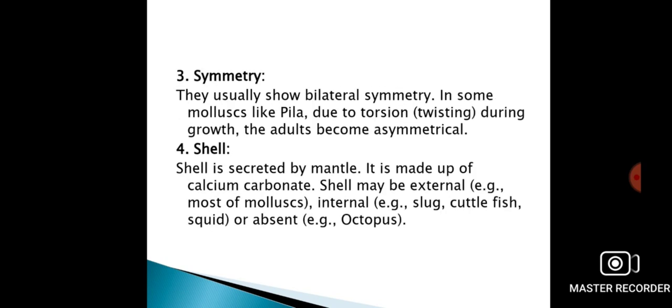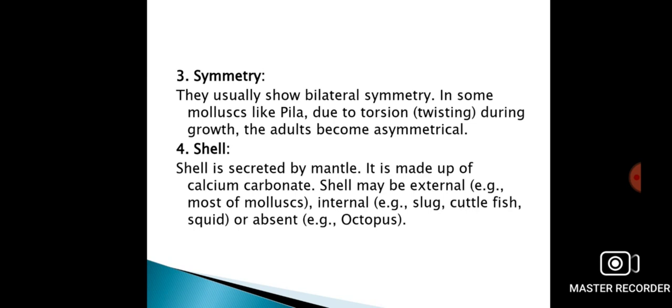Molluscs usually show bilateral symmetry. In some molluscs like Pila, they show asymmetry because of torsion, means twisting of their body during the growth. Hence, जब उनका डेवलपमेंट होता है पाइला में, तो उनकी बॉडी में ट्विस्टिंग या टॉर्शन होता है जिसकी वजह से they lost their bilateral symmetry. So Pila is the example of molluscs which are asymmetrical.